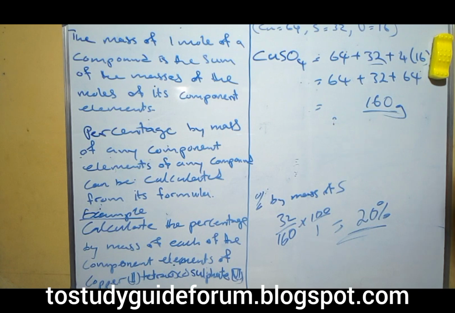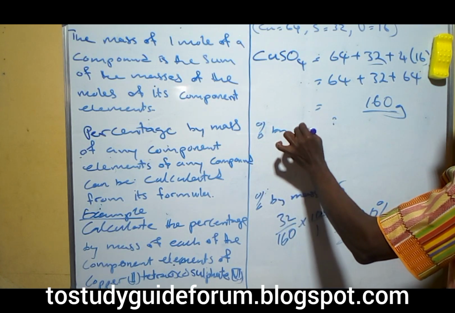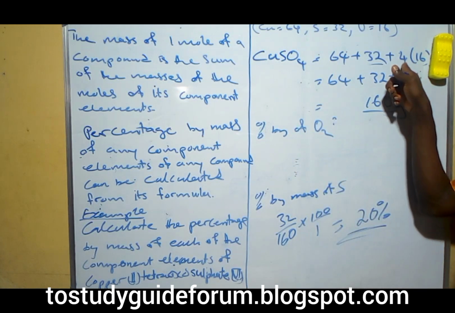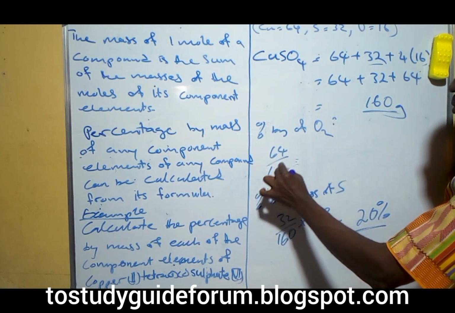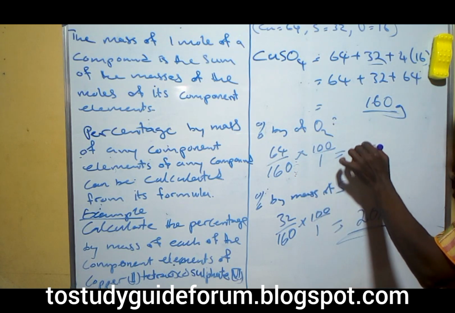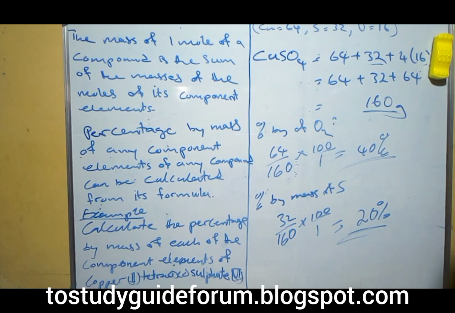The next one we have here will be the oxygen. Now, in the case of percentage by mass of oxygen, oxygen is 64. So we have 64 over 160 times 100 over 1. That will give us the same 40% as that of copper. So in all these, you can find out that what we have been able to do here is to find out each of their various percentage by mass.